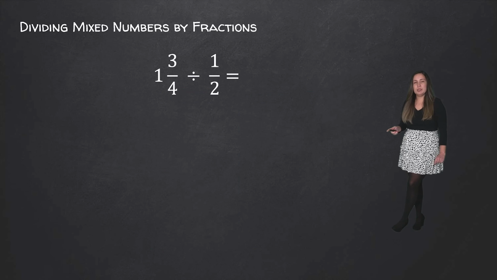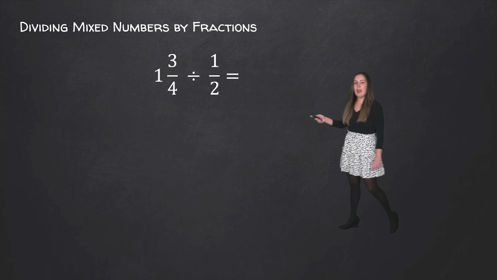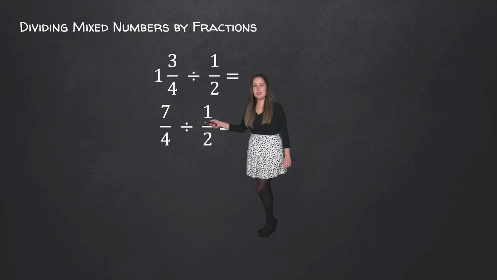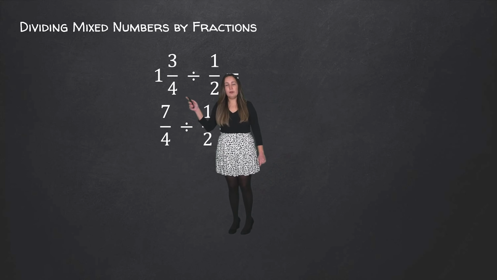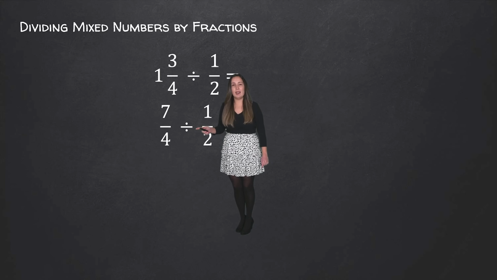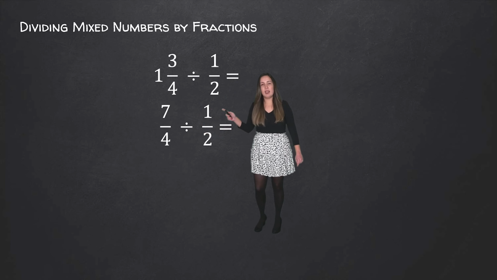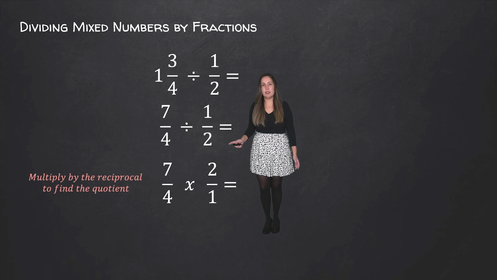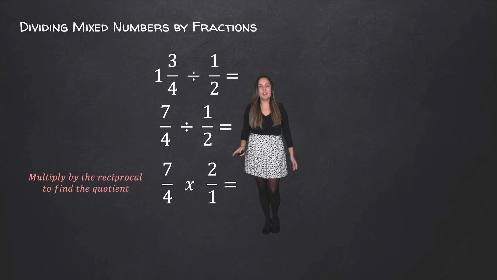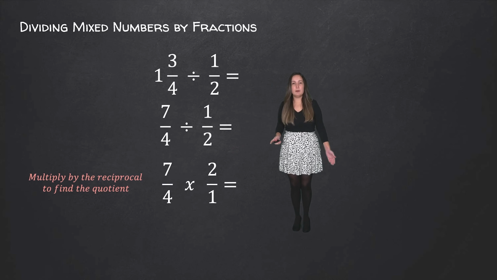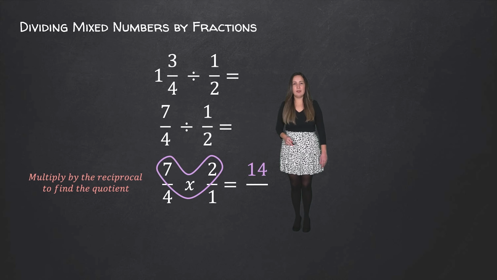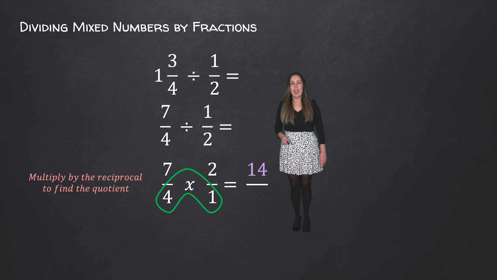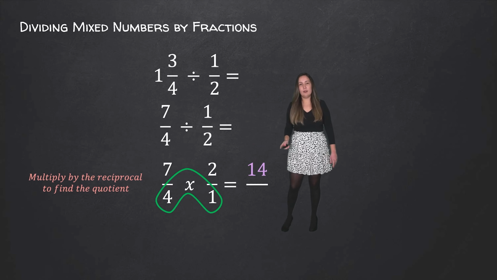Now, if we did not have our model, we would have to take our mixed number and write it as an improper fraction. So 1 3/4 is 7/4 written as an improper fraction, and we're going to divide it by 1/2. Now, in order to divide, we have to take the 7/4 and multiply by the reciprocal of 1/2, which is 2/1. And then we're going to multiply numerator times numerator. So 7 times 2 is equal to 14. And then the denominator times the denominator, 4 times 1 is equal to 4.